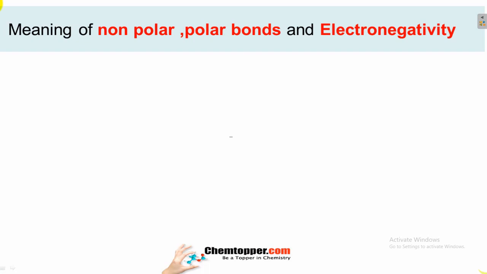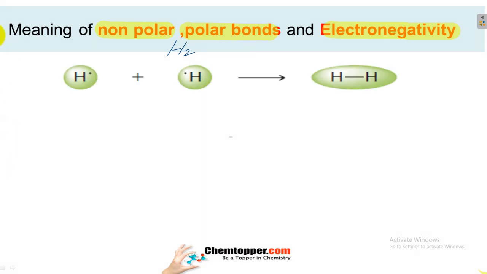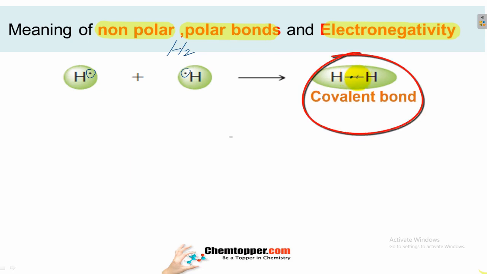In the introductory part of the lecture, we will understand what is a non-polar bond, what is a polar bond, and what is the meaning of electronegativity. Starting with a very simple example of hydrogen molecule. In hydrogen molecule, each hydrogen atom has one valence electron. They share their valence electrons to form a chemical bond, a covalent bond.